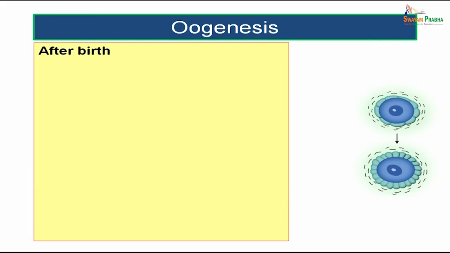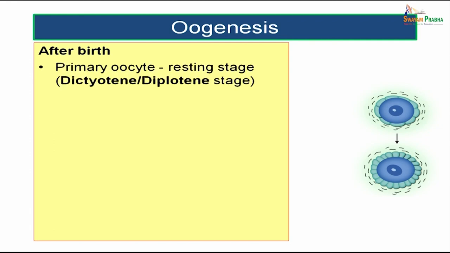Now let's see what's happening for these primary oocytes and the follicles after birth. After birth, when we take a female child, we now know that the ovaries of the female child will be having primary oocytes at which stage? It will be at the resting stage of prophase.